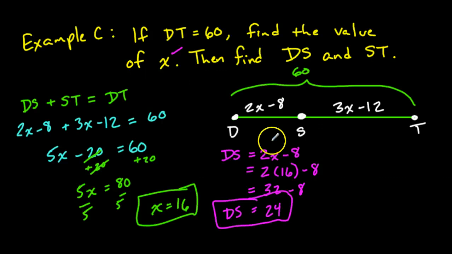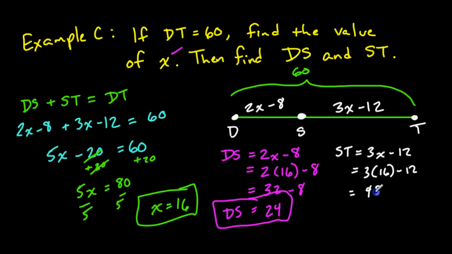Now, there are a couple of different ways that we can approach finding ST. You guys do know that the whole length is 60, so you could use 60 and the 24. Or, what I prefer to do, is we're going to take ST, and ST was really 3x minus 12. And instead of the x, we're going to go ahead and use what we figured out, 16. So it's 3 times 16 minus 12. Now 3 times 16 is going to give us 48 minus 12, and 48 minus 12, well, that's just 36. So ST equals 36.